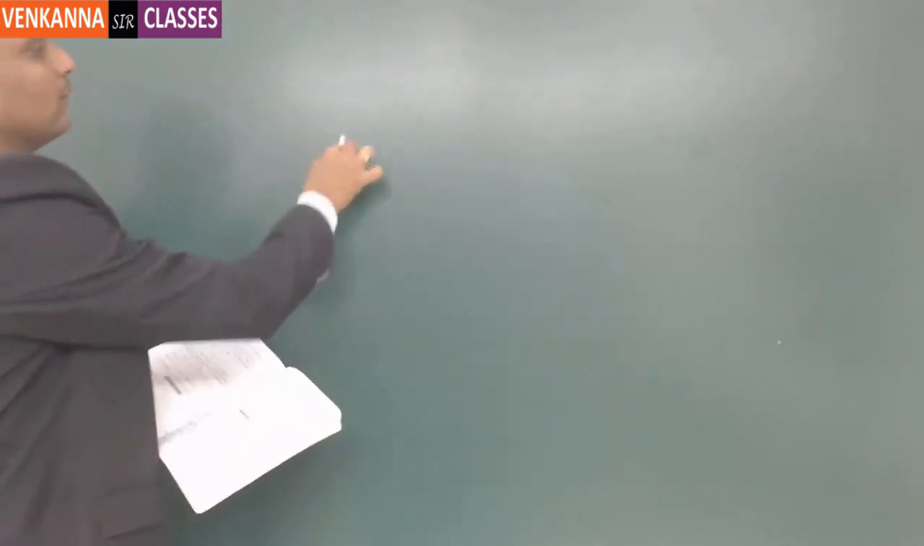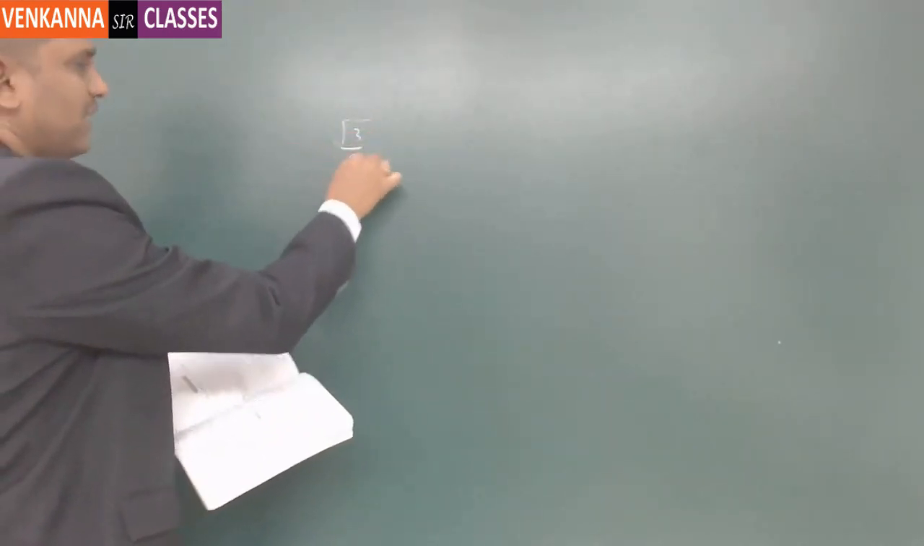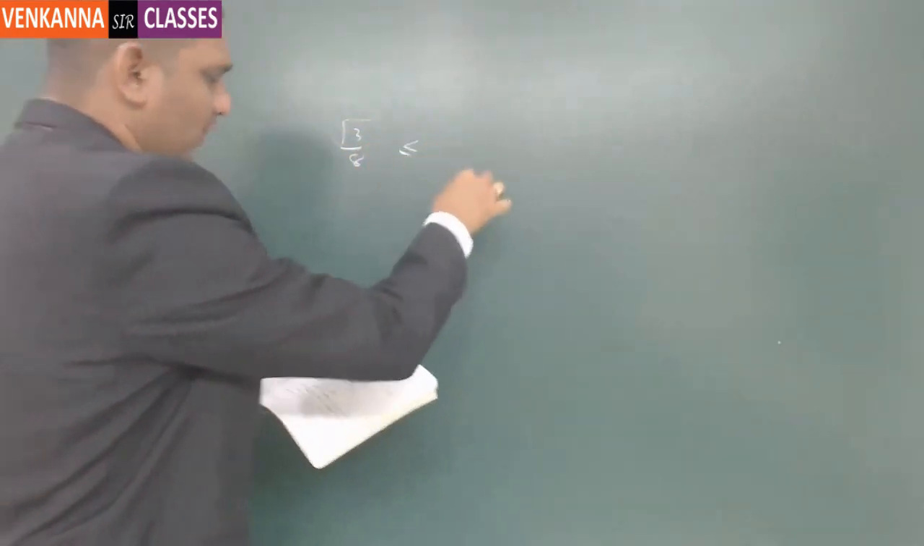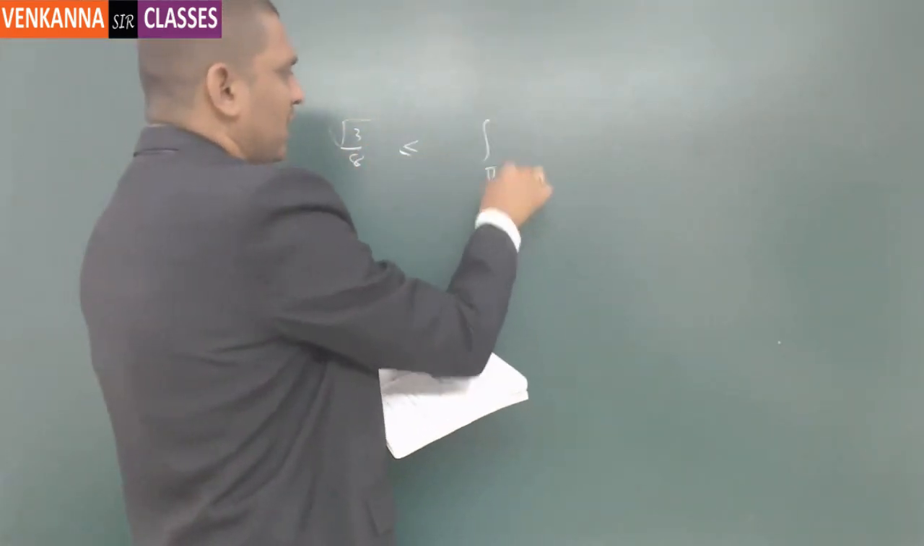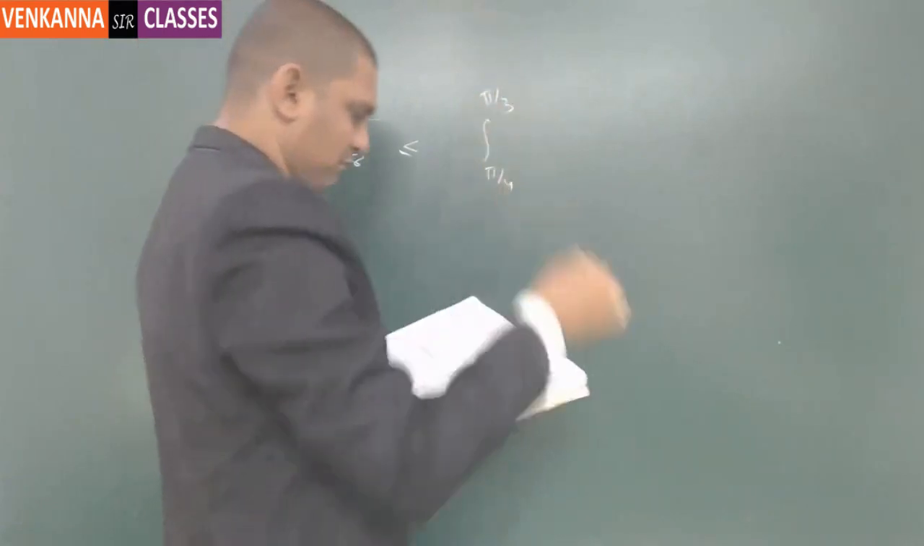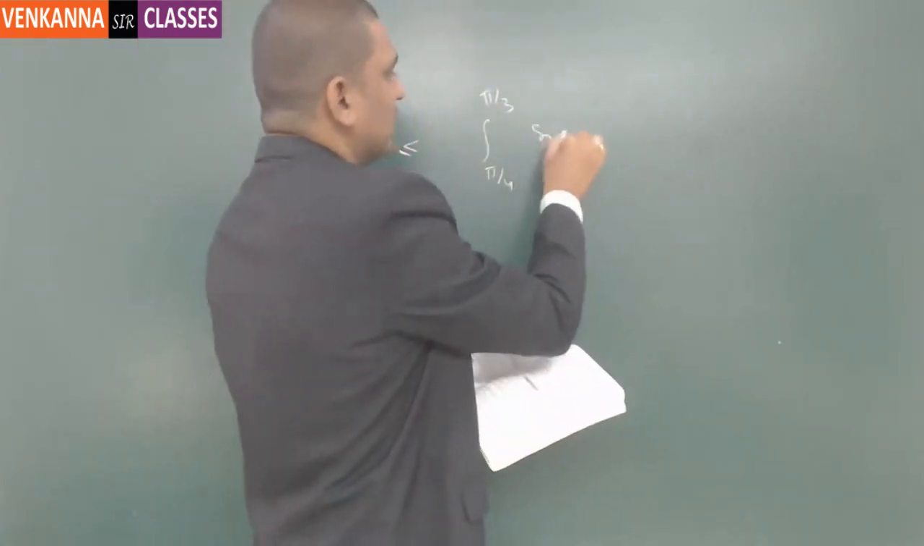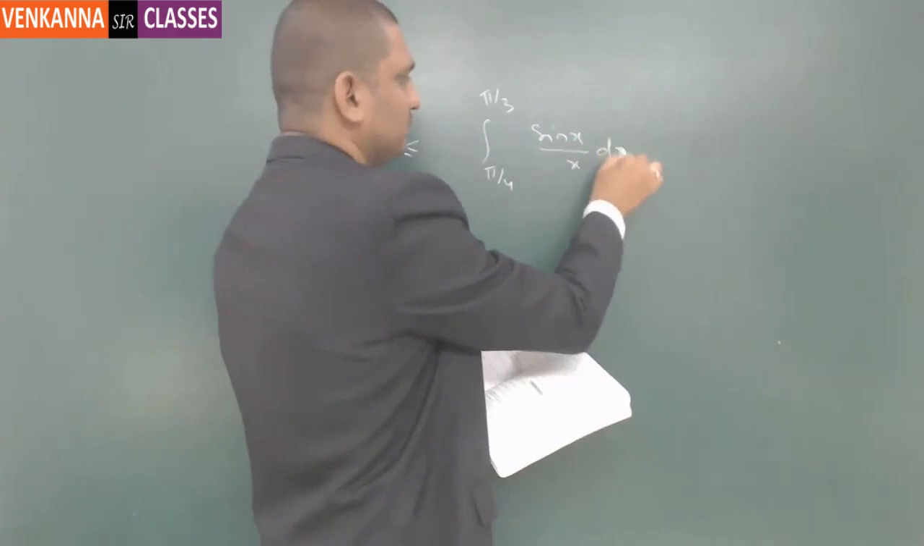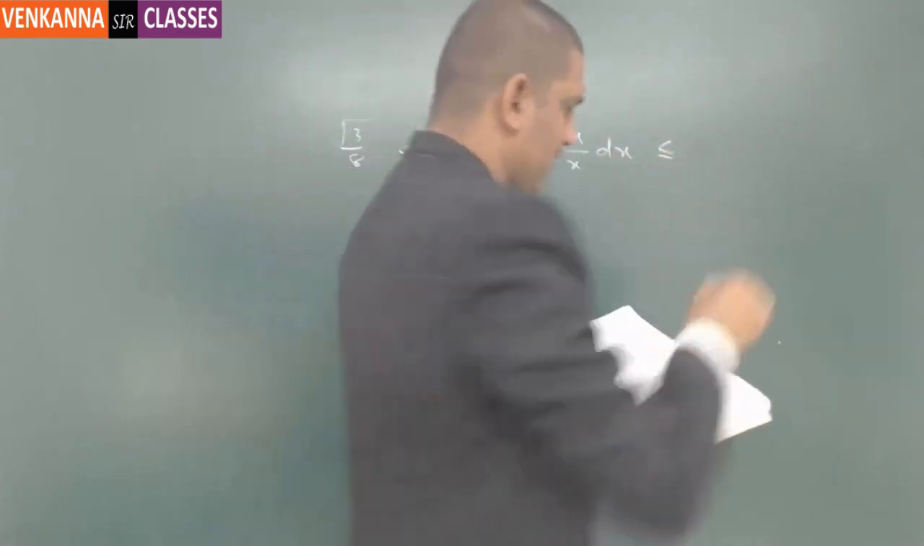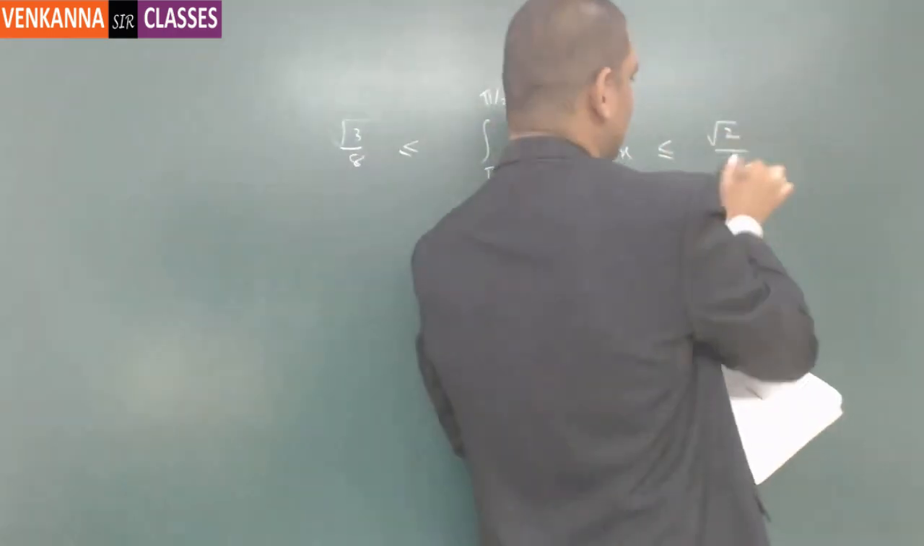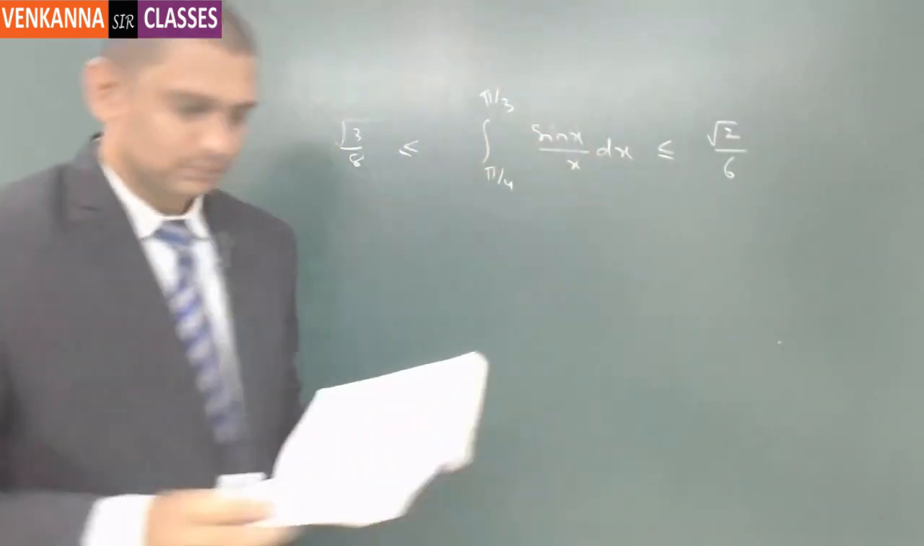Now, the problem I wish to take is: root 3 by 8 is less than or equal to integral pi by 4 to pi by 3 of sin x by x dx, which is less than or equal to root 2 by 6.